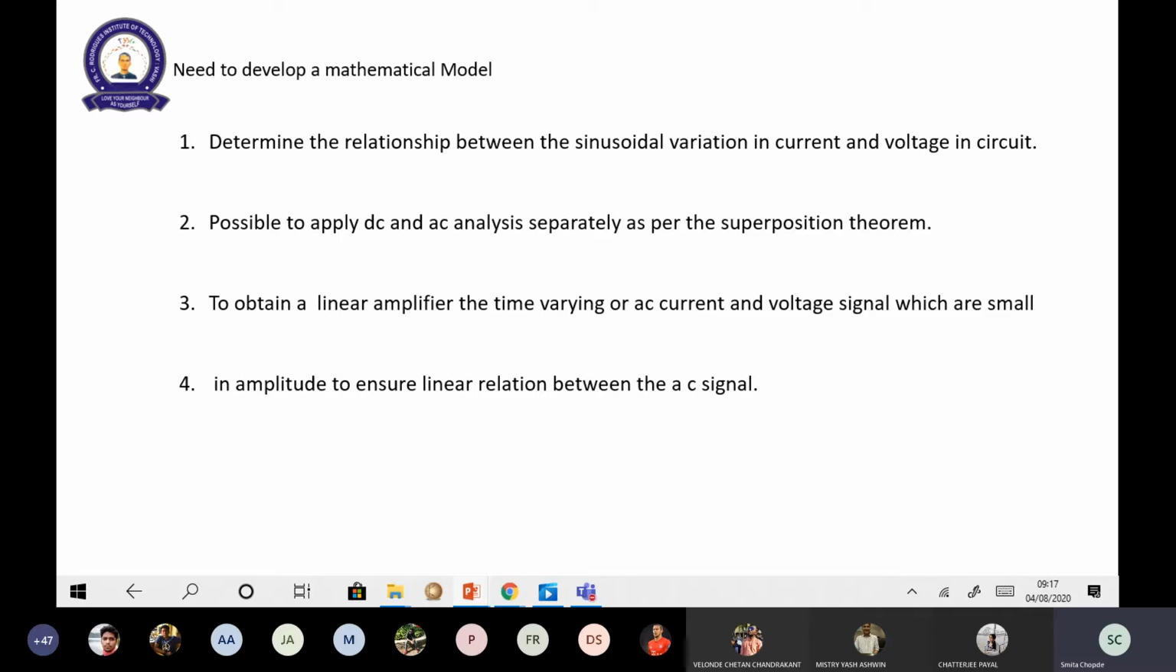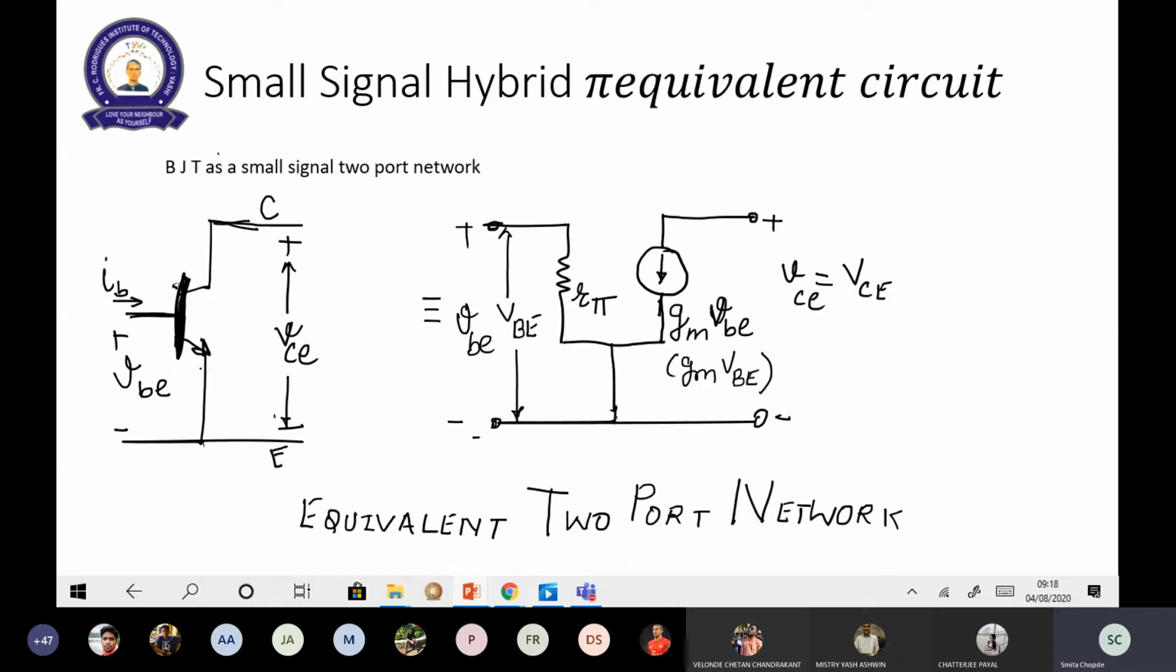And fourthly, in amplitude to ensure linear relationship between the AC signal. Fine. So your output amplitude should vary linearly with the input signal amplitude. That is the meaning of the thing. That is all you're going to analyze in the mathematical model. Next, small signal hybrid pi equivalent circuit. Now here you can see this arrow cursor. You can see that? Okay.